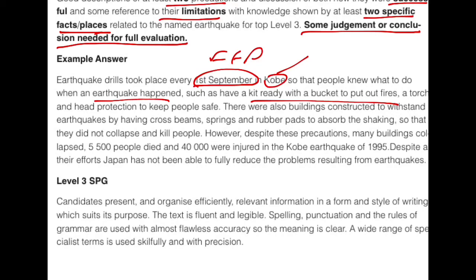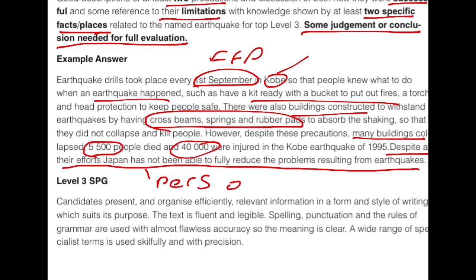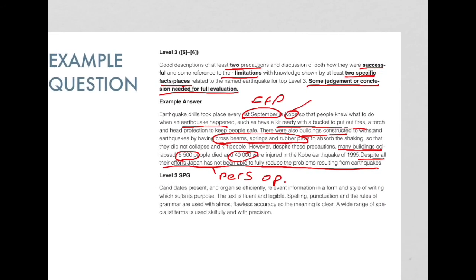Second precaution, there are also buildings constructed to withstand earthquakes by having cross beams, springs and rubber pads. Second fact, figure, place, to absorb the shaking so that they did not collapse and kill people. However, despite these precautions, many buildings collapsed, 5,500 people died and 40,000 were injured. Again, fact, figure, place. Despite all their efforts, Japan had not been able to fully reduce the problems resulting from earthquakes. Final sentence underlined, personal opinion. Therefore, this meets the requirements of level 3 and is a 6 out of 6 answer.